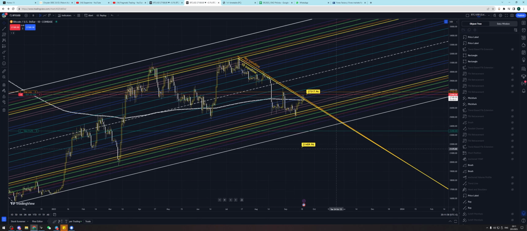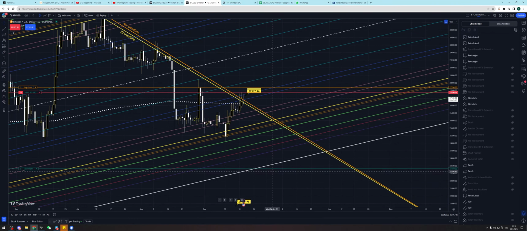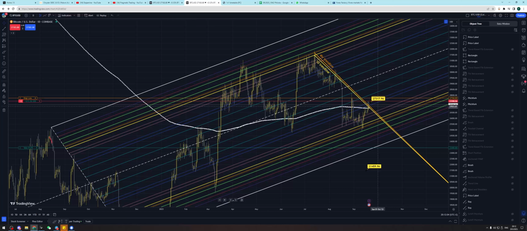Maybe prepare for the longs, right? So this is where my target is. Why there? Well, I'll cover that in one of the upcoming videos.